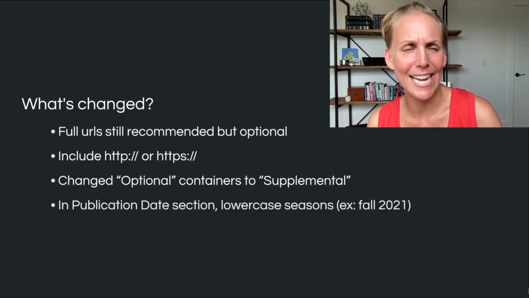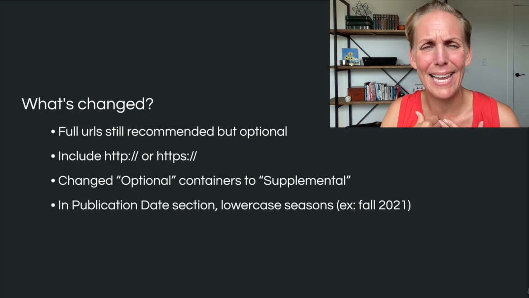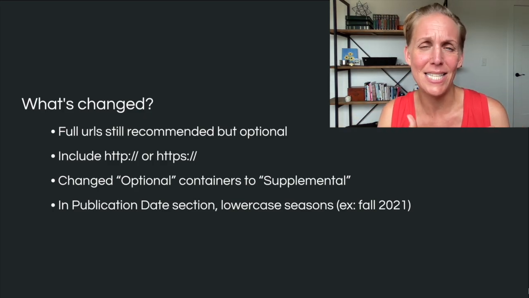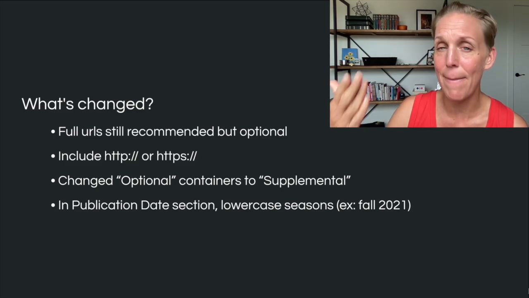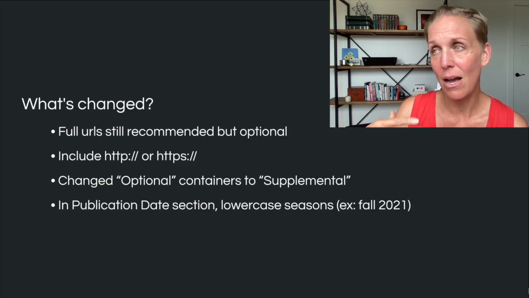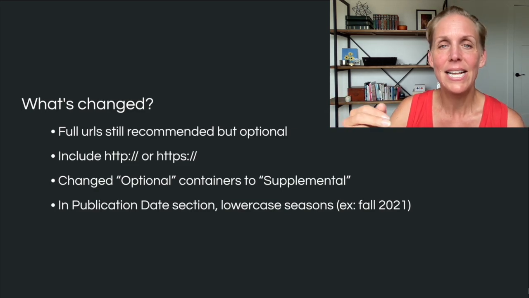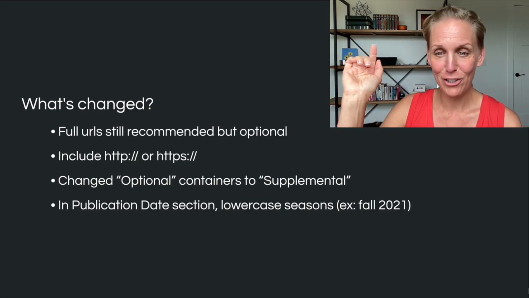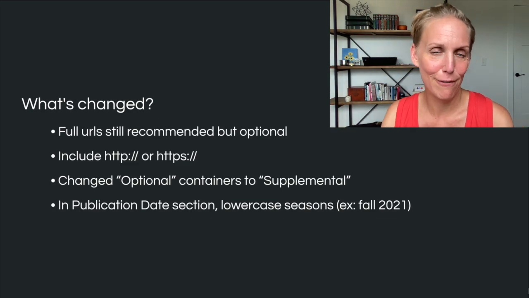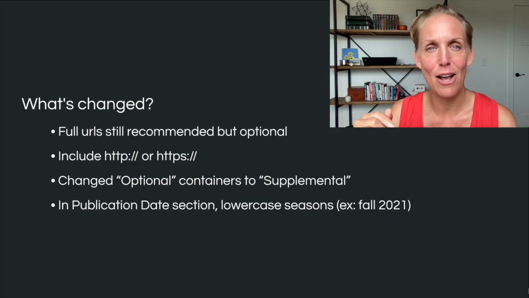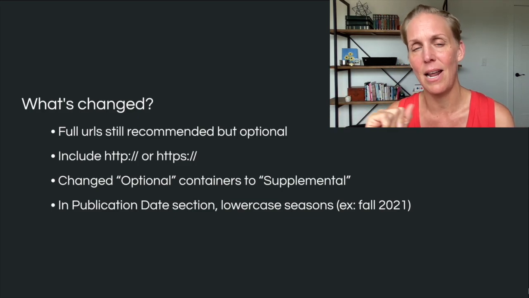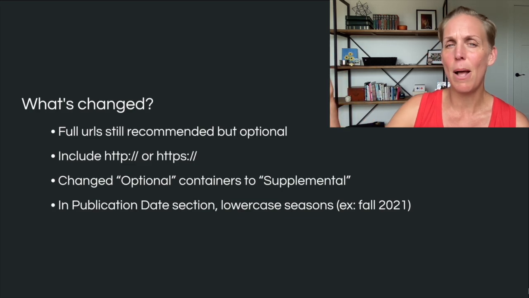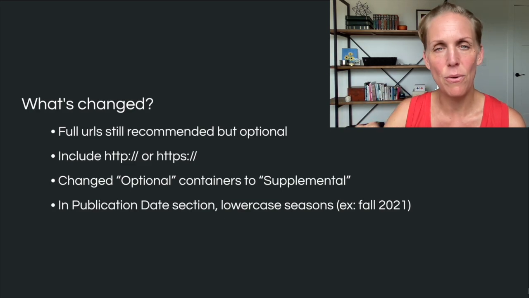In the publication date section, this is a tiny little nitpicky thing. They actually are advising us now to lowercase seasons. So if a kid is citing a magazine or a journal that comes out, say, 4 times a year, instead of capital F for fall, 2021, lowercase f for fall. And the rationale from the MLA folks was just that that's how natural language works. And so we're going to try to stay as close to the natural language as possible. Even if the publication capitalizes the F in fall, you can go ahead and lowercase it.